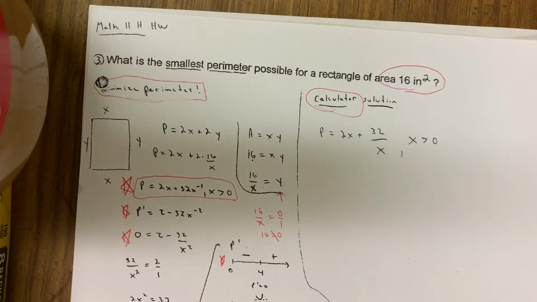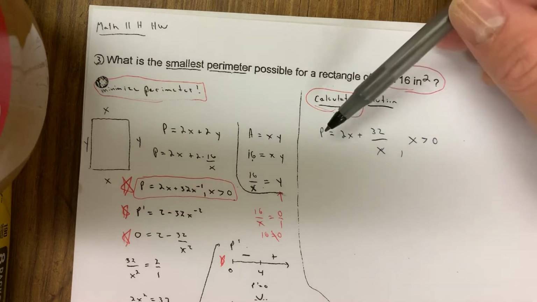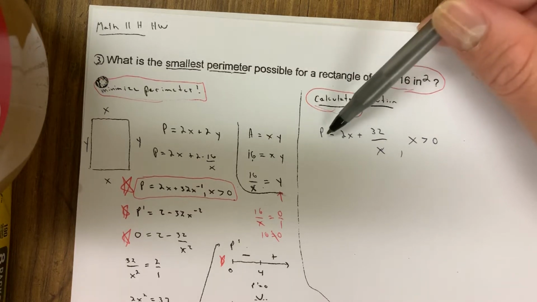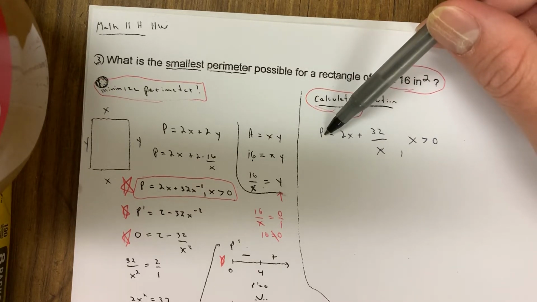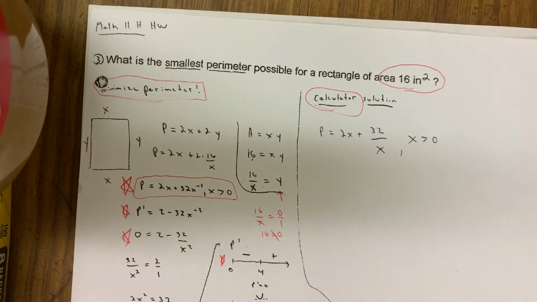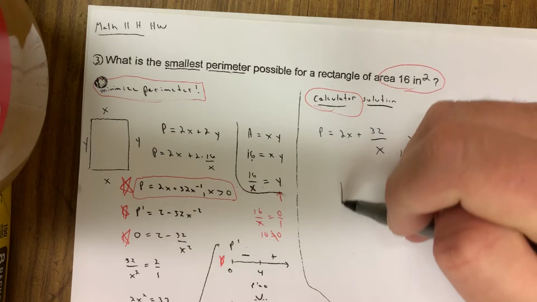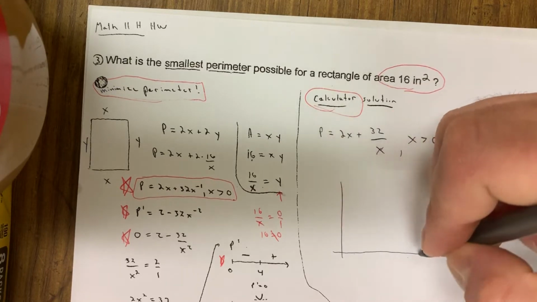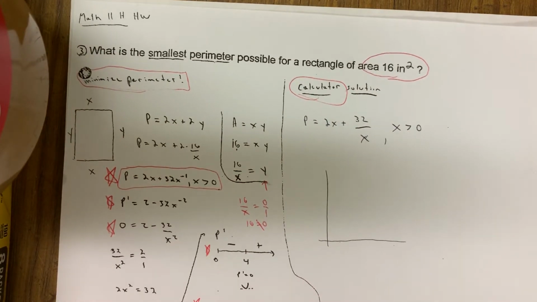Okay, and here's the thing. A function always represents y values, okay? So the y values of this function represent perimeters. We just want the minimum y value of the perimeter function, which means we're not going to take a derivative. We're going to sketch the perimeter function and hopefully see a minimum, calculate that minimum.